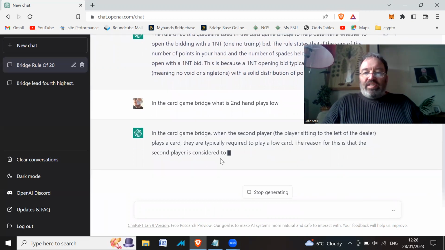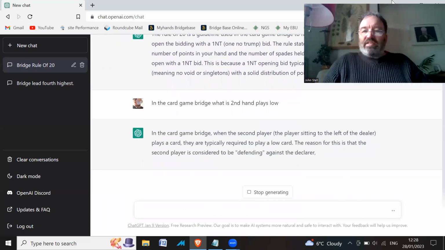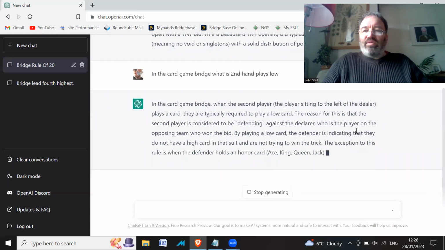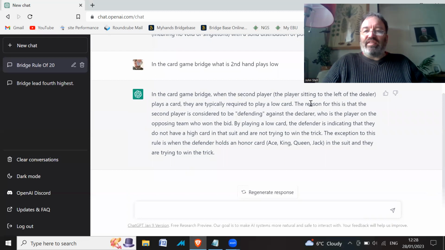In the card game bridge, when the second player, the player sitting to the left of the dealer. No, that's not right, it doesn't have to be next to the dealer. Plays a card, they are typically required to play a low card. The reason for this is that the second player is considered to be defending against the declarer, who is the player on the opposing team who won the bid. Huh? I can't even read.